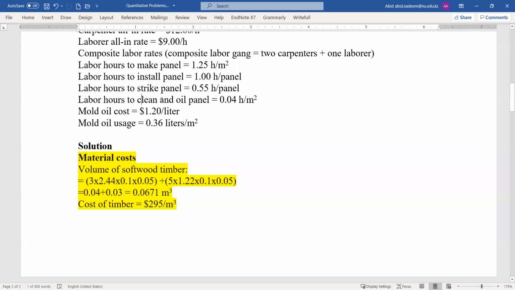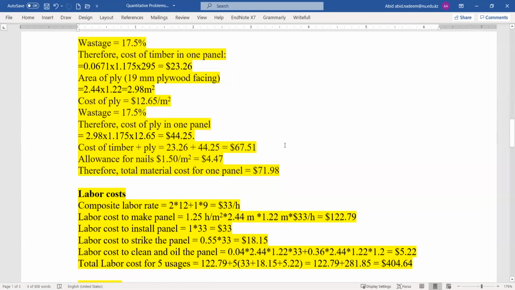So for cleaning and oiling, we only needed 0.04 hour per square meter. So that cost we have already calculated. But for the mold oil cost, it costs about $1.2 per liter, and for 1 square meter we need 0.36 liters. So that is now easy.